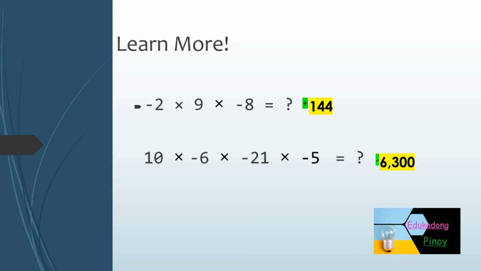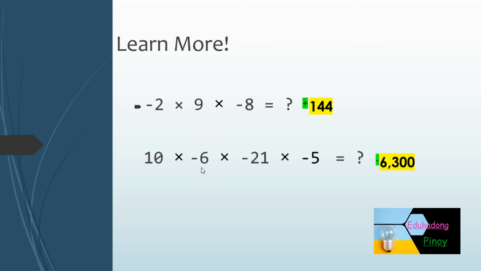Now, here's the tip. Para mas madali nating malaman yung sign ng final answer, pwede nating bilangin yung mga negative integers. So, halimbawa dito, meron tayong isa, dalawang negative integers. At negative times negative, dahil parehas ng sign, ang magiging sagot dyan ay positive. Actually, basta even yung number ng mga negative integers. Pwedeng 2, 4, 6, 8, or more. Basta even number yung bilang ng mga negative integers sa equation, ang magiging sagot ay positive.